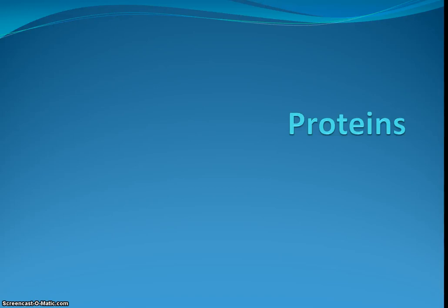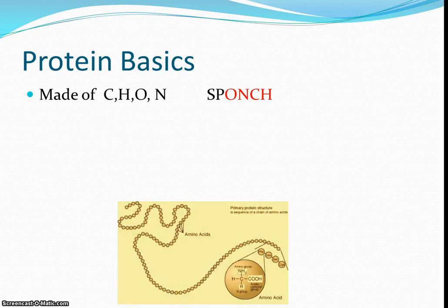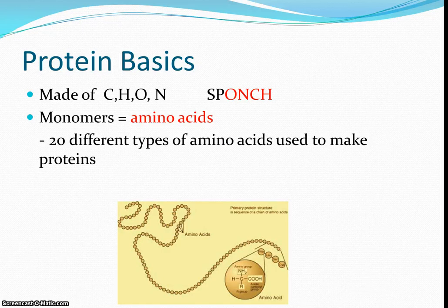Proteins are going to be the third biomolecule that we talk about. The elements involved in proteins are going to be C, H, O, and N. And there are actually more monomers than there normally are for the other biomolecules. A monomer in this case is called an amino acid, and there are 20 different types of amino acids that make proteins.